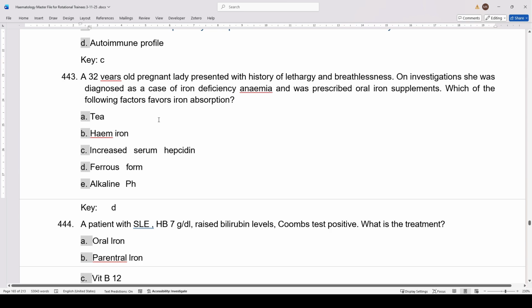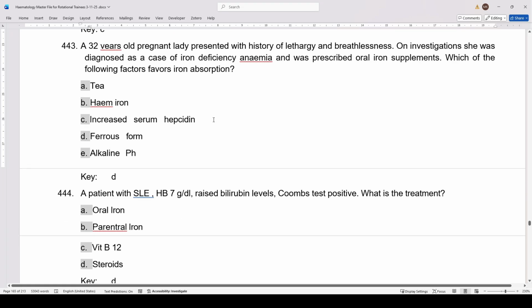On examination, she was diagnosed as a case of iron deficiency anemia, and she was prescribed oral iron supplements. Which of the following factors favor iron absorption? So it's an easy one. Which ferrous form of iron is readily absorbed? Okay, and we need an acidic pH. We need decreased hepcidin, because when hepcidin is decreased, iron will be absorbed from the enterocytes. And heme iron is readily absorbed.